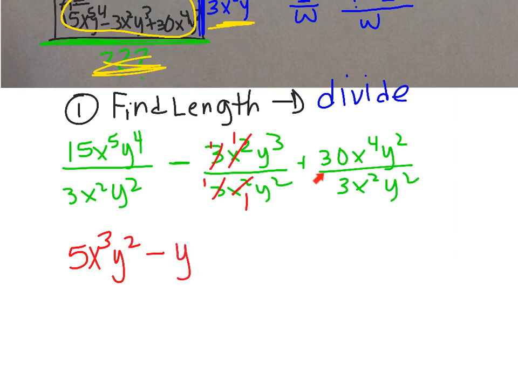And then we have next, 30 divided by 3 is 10. X to the 4th divided by x to the 2nd is x to the 2nd. And then I have y to the 2nd divided by y to the 2nd. Remember, anything divided by itself is equal to 1. So we don't need to put the 1 down here because I already have something representing that.